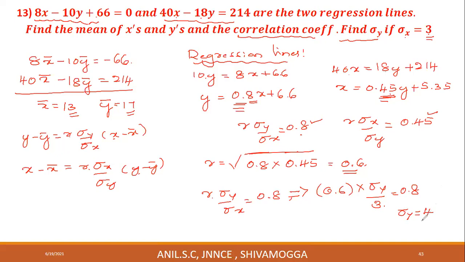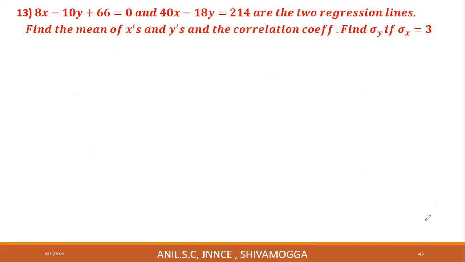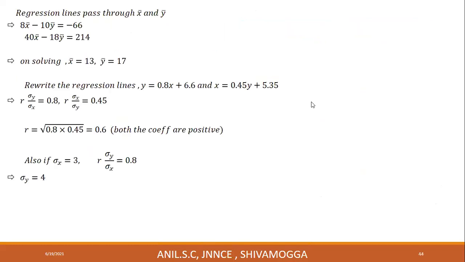This is a question paper problem. You make a note of this. Regression lines: x bar is equal to 13, y bar is equal to 17, r is equal to 0.6, and sigma y is equal to 4. You either make a note of this or take a screenshot at least. You can make it later.